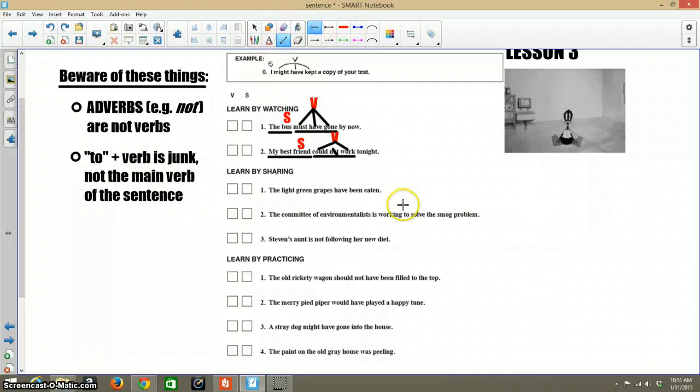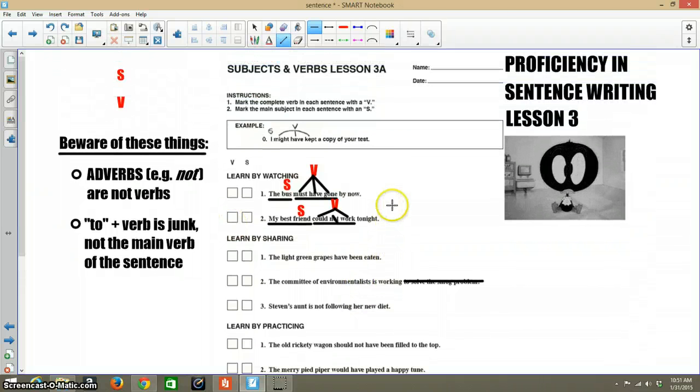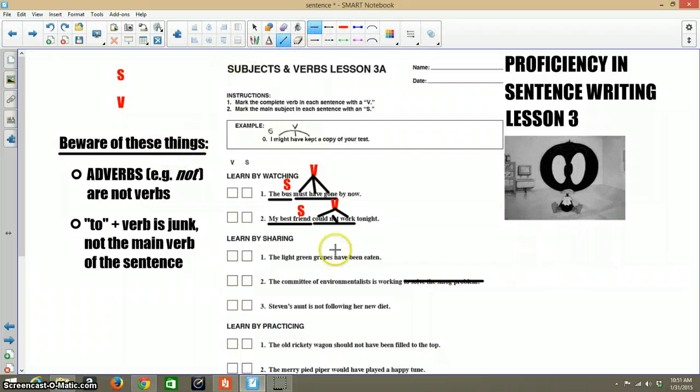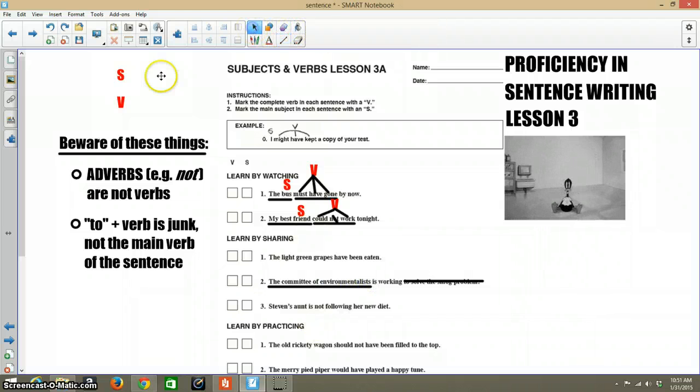I'm going to do that right now. So to solve the smog problem, that's just junk. So let me go through that question, identifying the subject and the verb. So of that question 2, here's the complete subject, the Committee of Environmentalists, and then I have to figure out what the actual main subject is, as it says in instruction number 2. The main subject is committee, not of environmentalists. It's the committee. And then my verb is working.